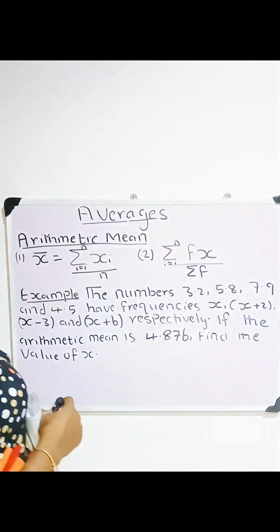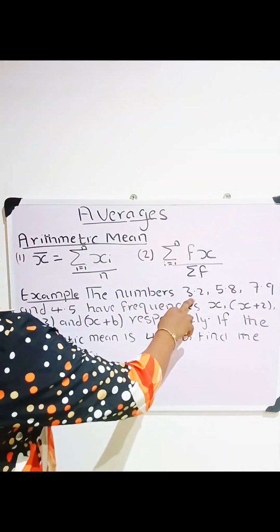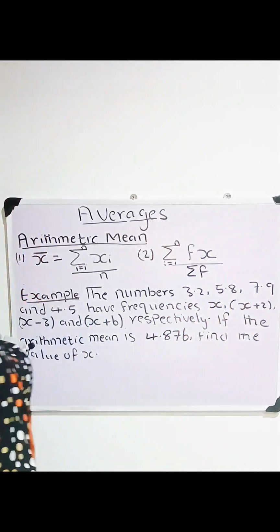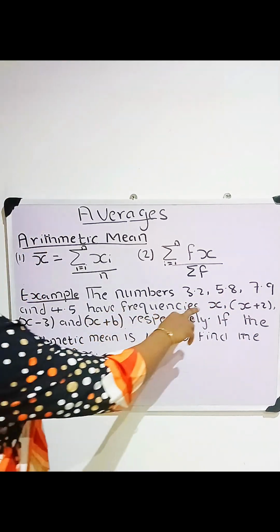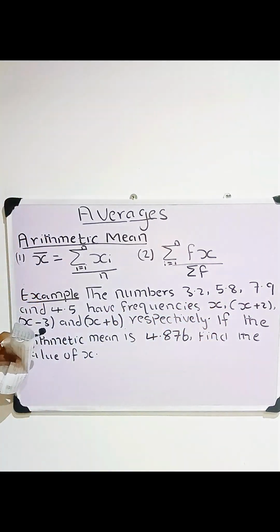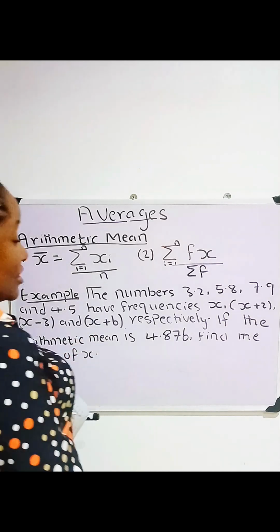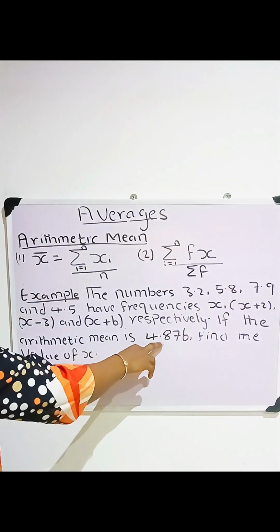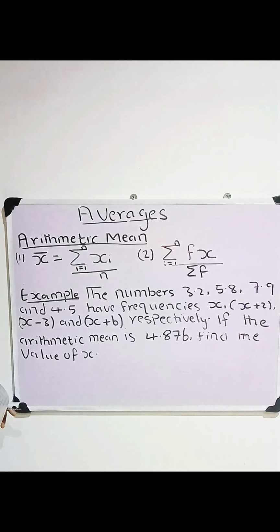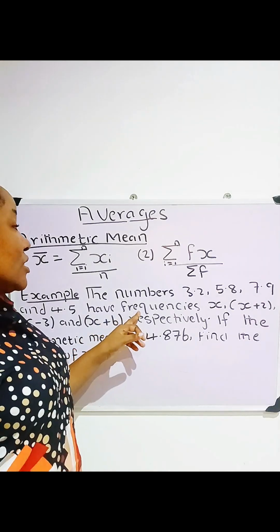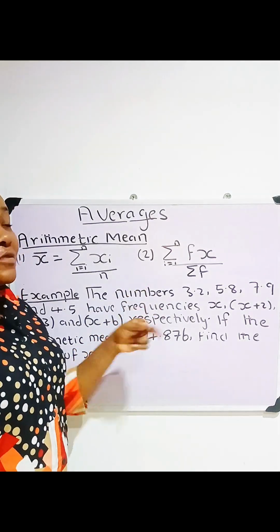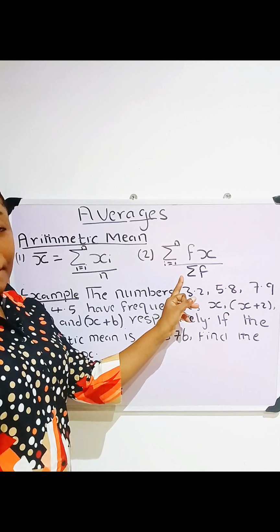So now let's solve this example. The numbers 3.2, 5.8, 7.9, and 4.5 have frequencies x, x plus 2, x minus 3, and x plus 6 respectively. If the arithmetic mean is 4.876, find the value of x. They are giving us frequencies, so it is a case that involves the frequency distribution. So this is the formula we are going to be using.